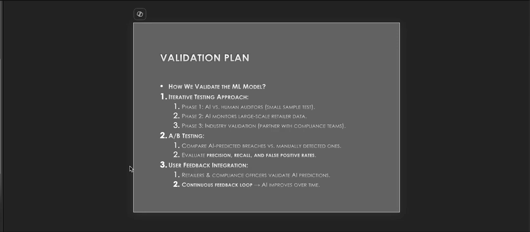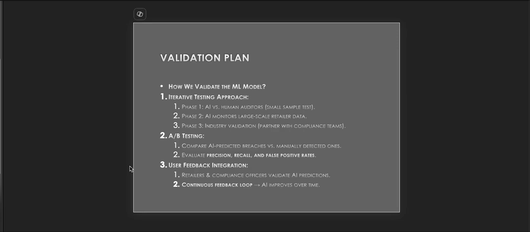User feedback integration. Retail and compliance officers validate AI predictions. Yes, you need to show the data to maybe a confidential group of people who understand this information. It doesn't have to be retailers, but if you're launching this for a specific retailer, you'd have an inside scoop. I would say this data should also be very confidential and very well protected, so that even within an organization, only a few people would review this information if it was for a retailer specific solution.